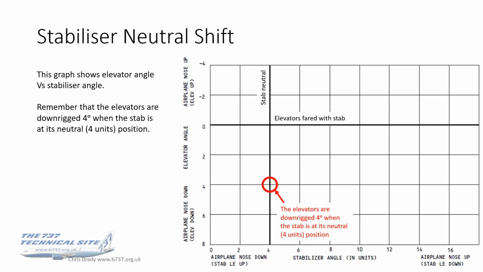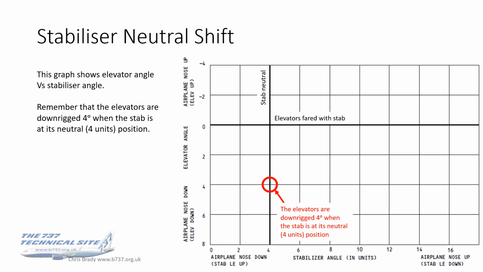Right, into a graph. This graph is showing you elevator angle on the x-axis versus stab angle. If you look at the markings of elevator angle, it actually goes from negative at the top to positive at the bottom, even though it's elevator down. So perhaps a little confusing, but there is logic to it. And the stab is the angle in units, so it runs from 0 units to 17, or actually 18 is the end of the chart.